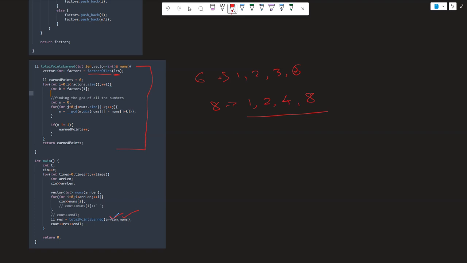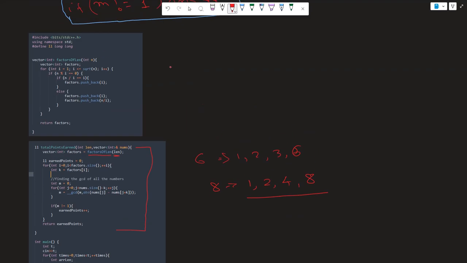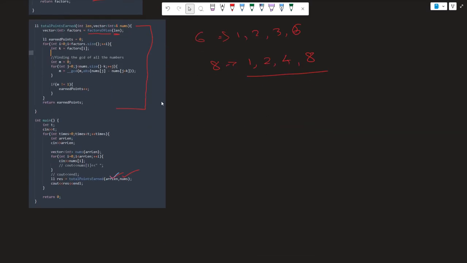So I'm finding all the factors, and the factor formula is very simple. Go till the square root and check if n divided by i gives the actual answer; then this is a factor, and i and n divided by i will be our factors. So these are the factors that we are finding with the square root value. After getting all the factors, we store them in the factors array, iterate over every factor, taking that as k or size, and find the GCD of all the numbers.